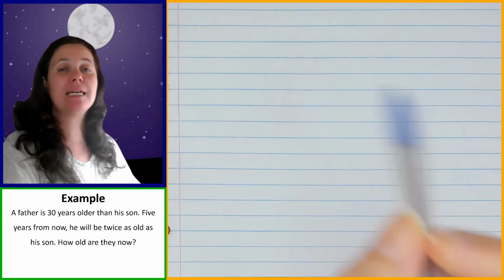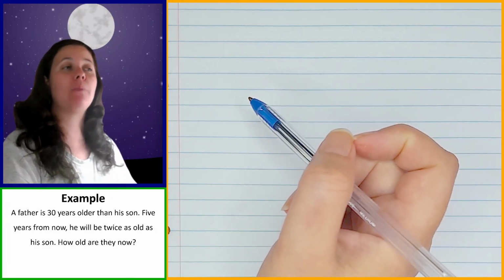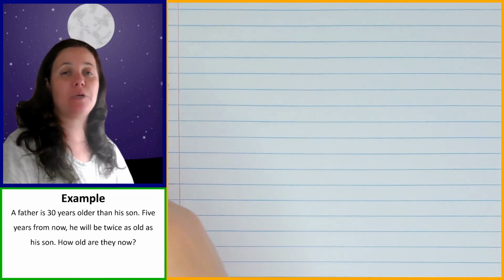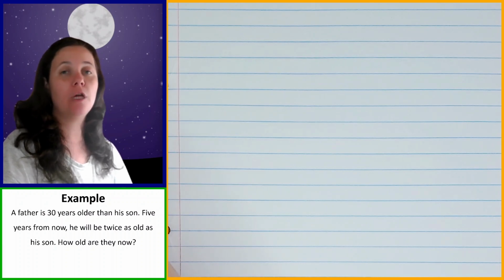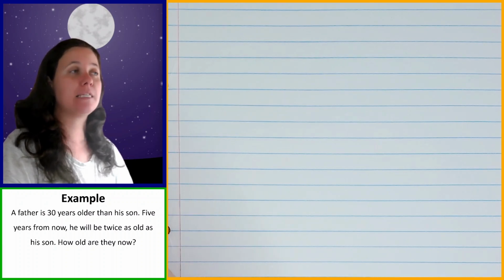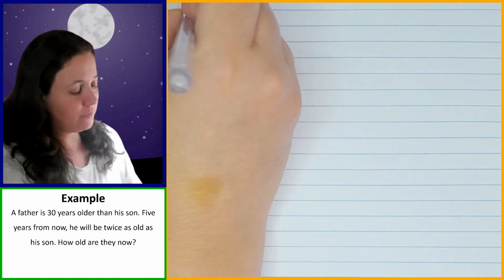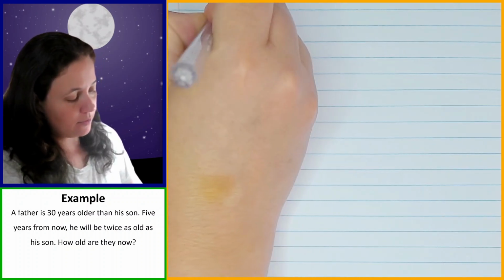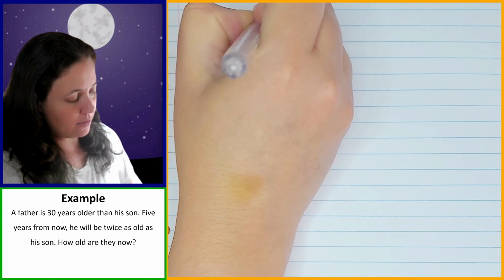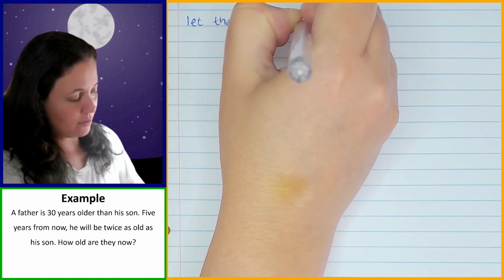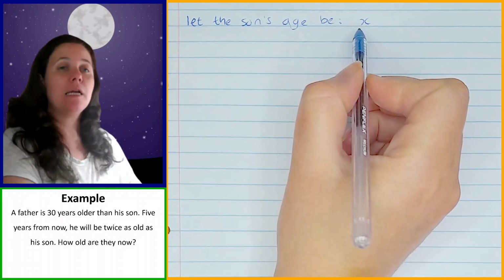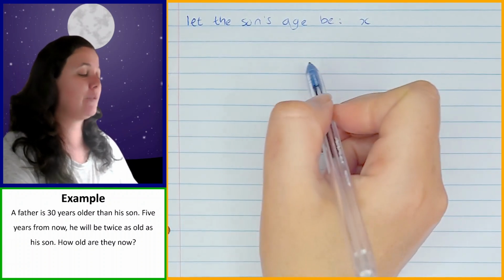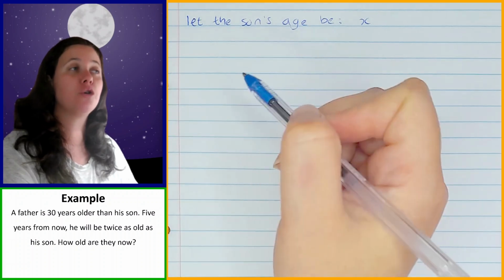Okay, so the first thing I need to do is identify my unknown values and express them in terms of x. So the unknown values are the father's age and the son's age. We need to know how old they are now. So I'm going to make the son's age x. Okay, now because the son's age is x, I'm going to say the father's age in terms of x.